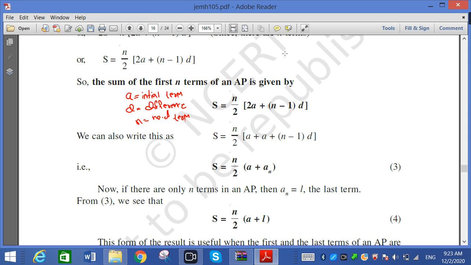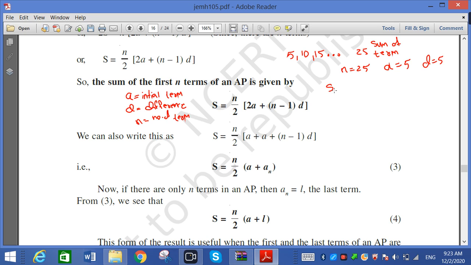If we have a series, we can also write an arithmetic progression: 5, 10, 15 and so on. Find the sum of 25 terms. So if we want the sum of 25 terms, here n is equal to 25, a is 5 and d is also 5.